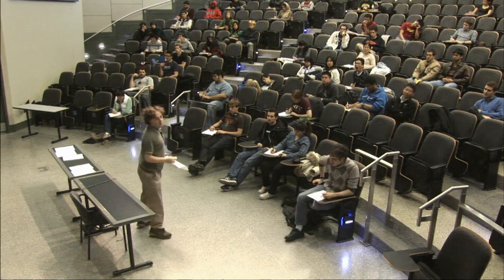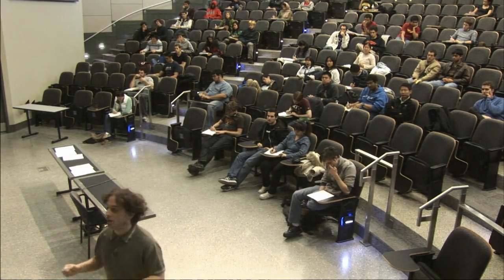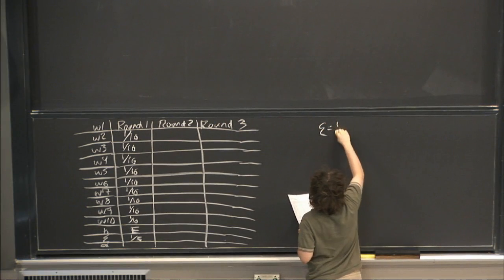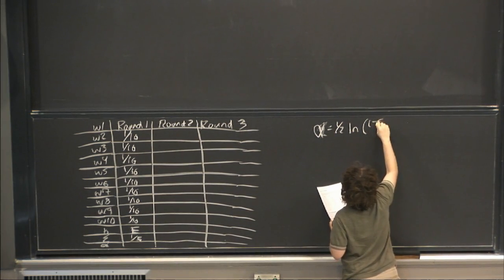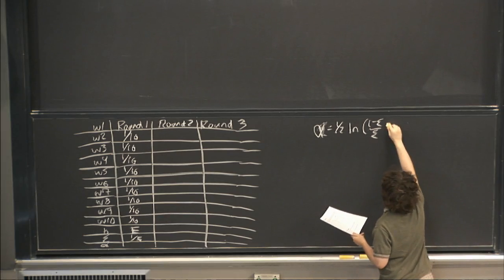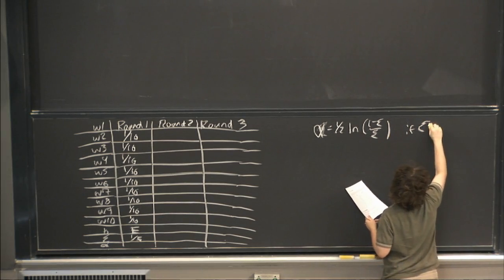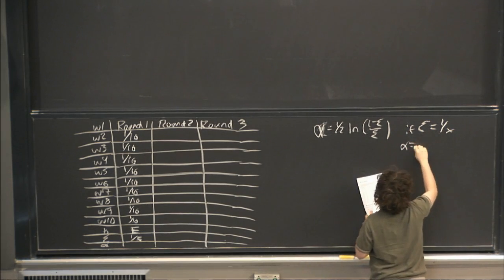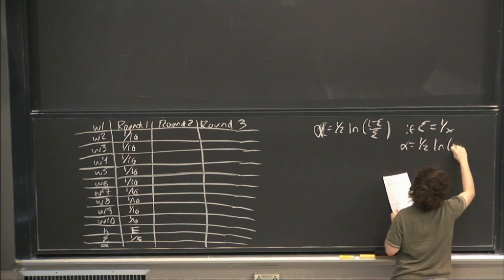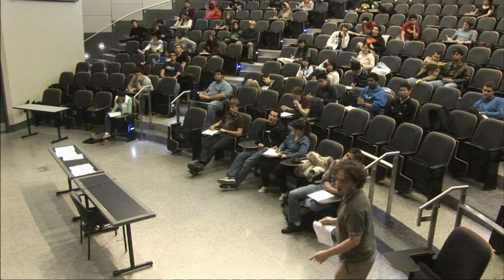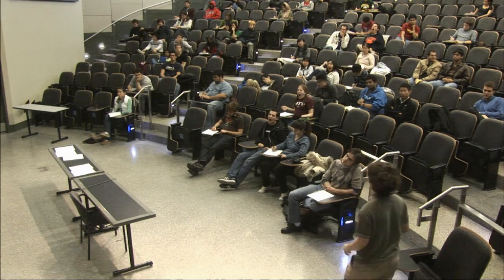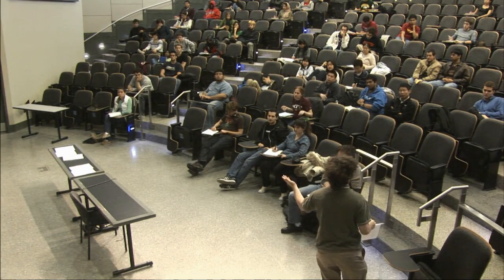However, I have a little trick for you. It's not that impressive of a trick, but it's a little fun. Alpha is 1/2 natural log of (1 minus error) over error. If error is in the form 1 over x, then alpha is 1/2 natural log of (x minus 1). That just follows from the math. It's a little shortcut. Which means, since this error is in the form of 1/5, everyone, alpha is 1/2 ln 4.